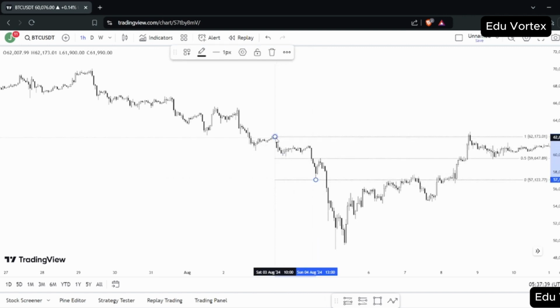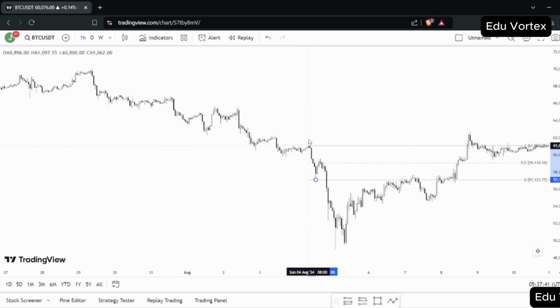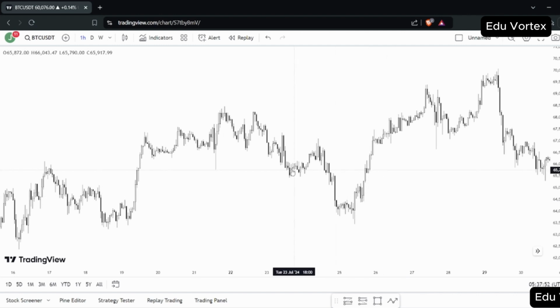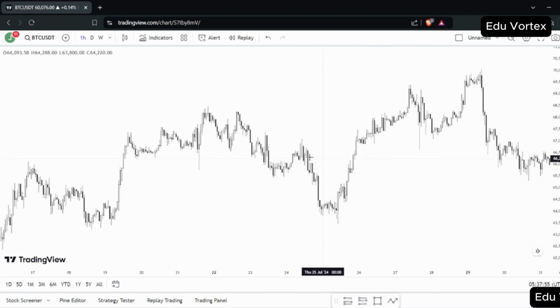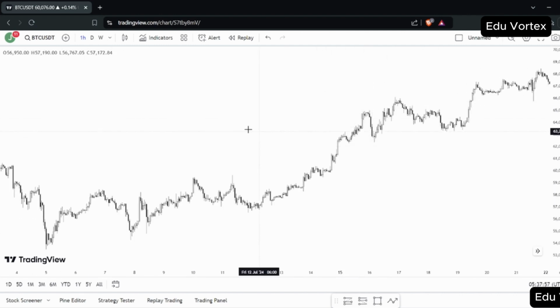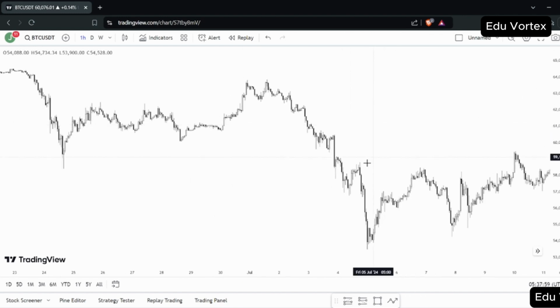Same thing here. 0.50. We go to the fair value gap, yes, but barely. Okay, lower. And as you can see, that's how price moves most of the times in trending markets.